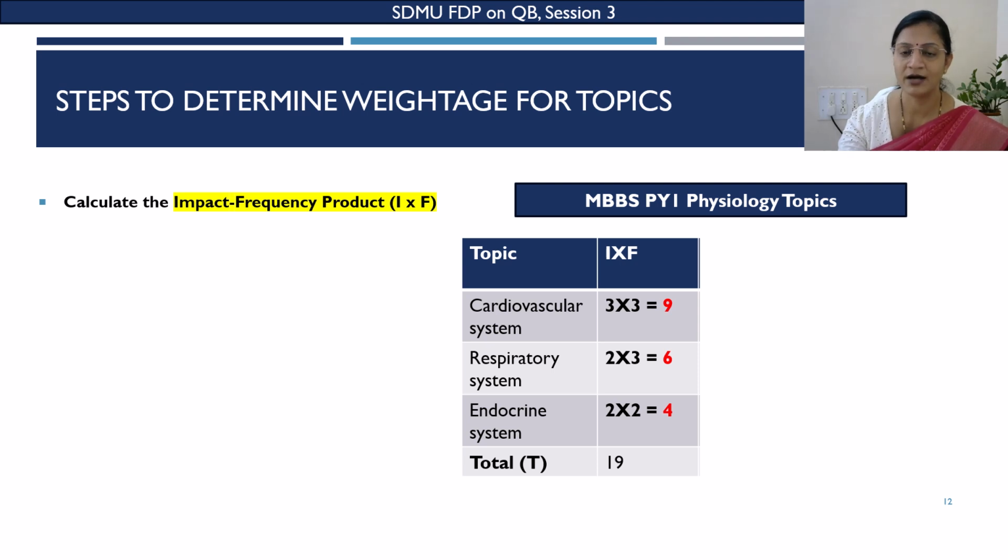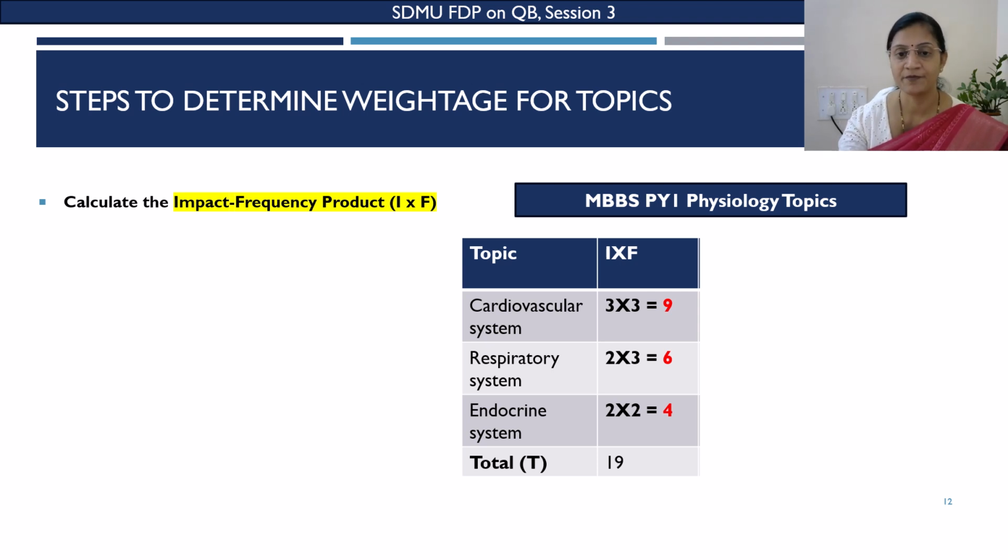Cardiovascular system, high impact, high frequency, 3 into 3 is 9. Respiratory system, 2 into 3, we have given it as 6. If it is general medicine, if you see impact is also too high, you can give 3 into 3. But because it is physiology, maybe content wise they have given it as 2 into 3. Endocrine system, 2 into 2. If the frequency is too high for certain conditions, you can make it 2 into 3 also in general medicine if you are considering.